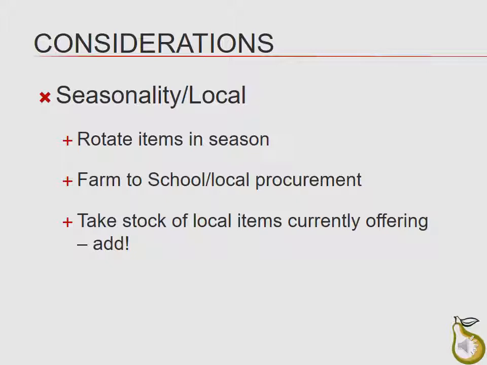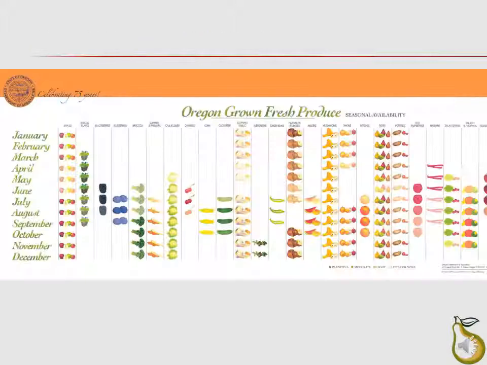How do you want to start adding items? Can you consider harvest of the month, local food days, or start incorporating new items daily? For more information about farm to school and school garden programs, visit the Oregon Department of Education Child Nutrition webpage. Here is a gorgeous illustration of Oregon-grown fresh produce and their seasonality and availability. This can guide you to building your cycle menus and incorporating seasonal and local products.